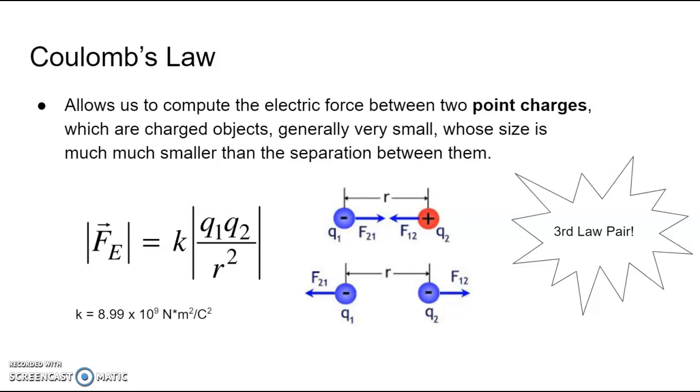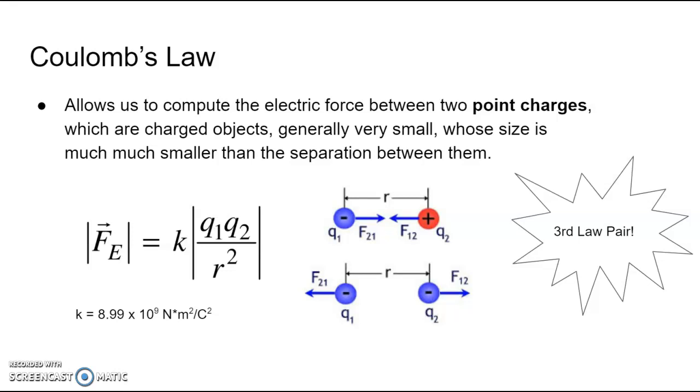We use the symbol lowercase q for charge here for our point charges. What we notice is that the magnitudes of the forces the charges exert on each other are equal and opposite in direction. So we do have a Newton's third law pair here. Electric force is a Newton's third law pair. One charge exerts a force on the other charge that is equal in magnitude and opposite in direction to the force that the other exerts on the first.